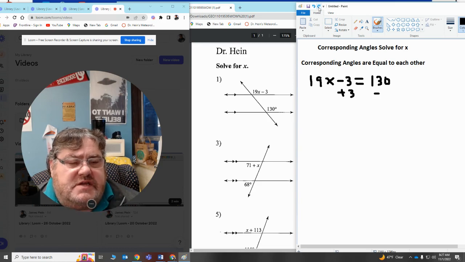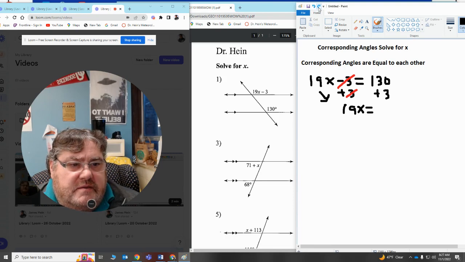But what we do on one side of the equal sign, we must do the same thing on the other side. Because we added 3 to the left side, we must add 3 to the right. And the negative 3 and positive 3 will cancel out. Now I'm going to go ahead and drop down the 19x. And so on the right side, 130 plus 3 is 133.